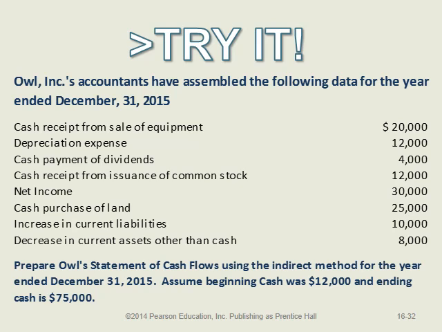Using the amounts shown for OWL Inc. at December 31st, 2015, prepare its statement of cash flows using the indirect method. Assume that cash at December 31st, 2014 was $12,000 and cash at December 31st, 2015 is $75,000.